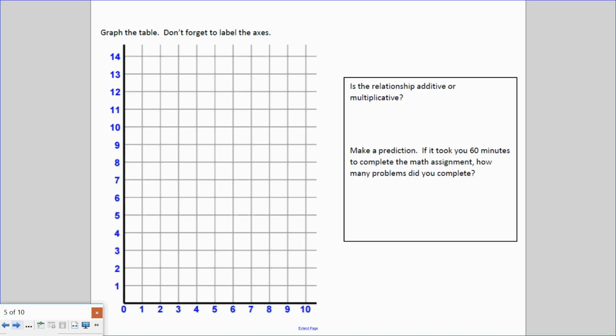Now let's graph it. The x-axis is the number of math problems, and this must be the minutes. So if you're working on 0 problems, it takes you 0 minutes because you're not working on it. 1 problem takes about 4 minutes. 2 problems take about 8 minutes. 3 problems take about 12 minutes. 4 problems will take about 16 minutes.